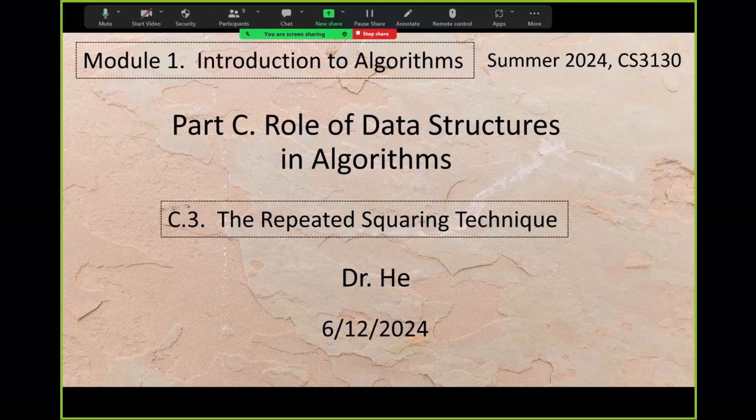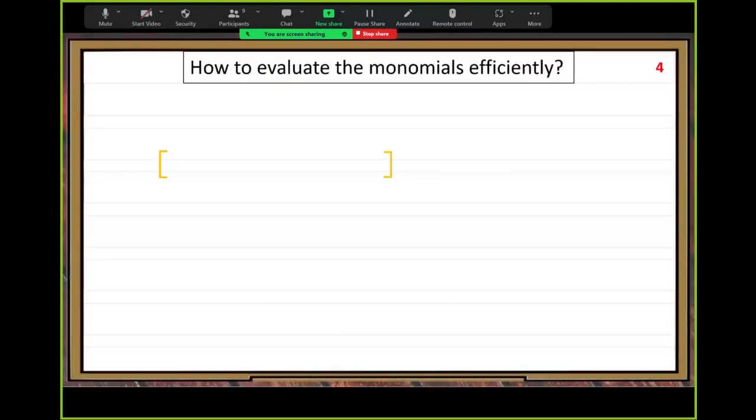So what's that? Repeated squaring. Repeated squaring technique. So here, our goal: we want to evaluate monomials efficiently. So it's a special case, not a general case. The general case is the polynomial case. Here we only consider monomials. A monomial is x to the kth, that power function. No coefficient. Only x to the kth, that simple function.